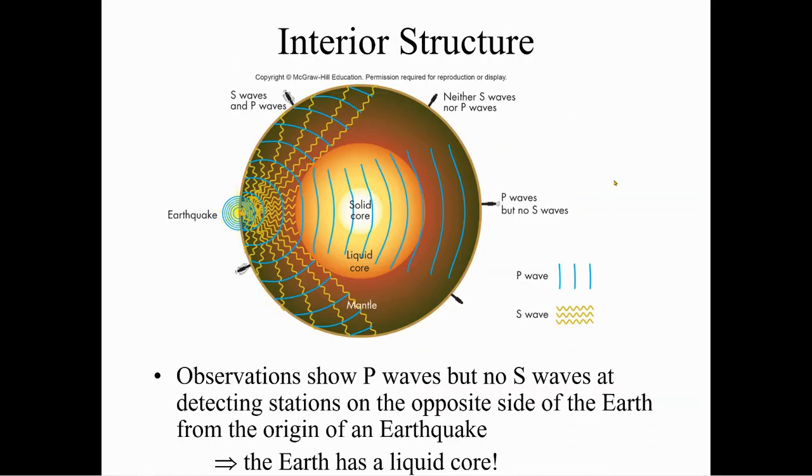So observations show P waves but no S waves at detecting stations on the opposite side of the Earth from the origin of the earthquake. So the Earth has to have a liquid core. All right. And that liquid core is proven by S waves not traveling through the Earth's interior.